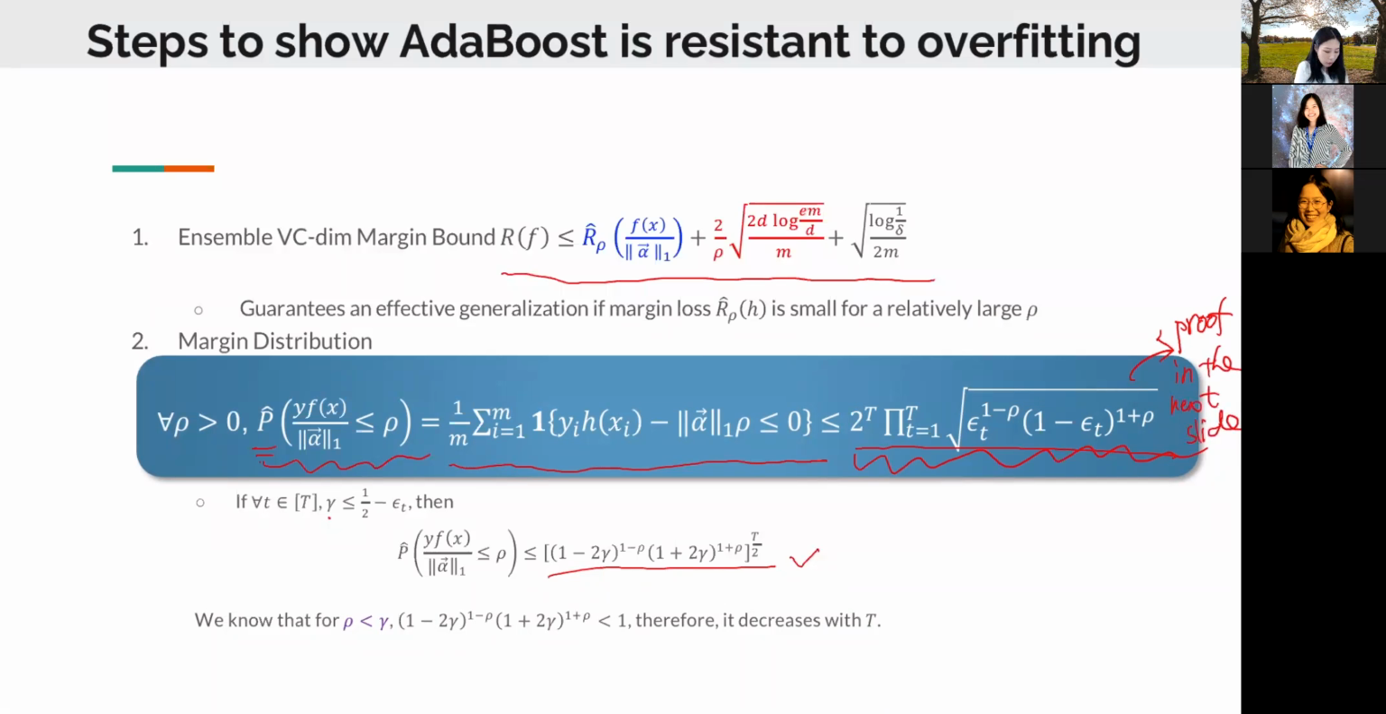We know that for rho smaller than gamma, this term, 1 minus 2 gamma to the power 1 minus rho, multiplied with 1 plus 2 gamma to the power 1 plus rho, is smaller than 1. This is just by math, we know that. Therefore, this entire upper bound decreases with t, because it is just this thing with a power of t.